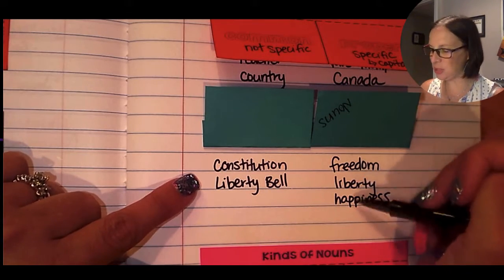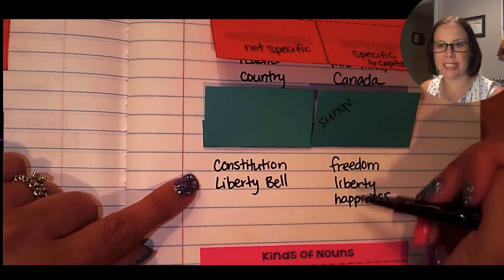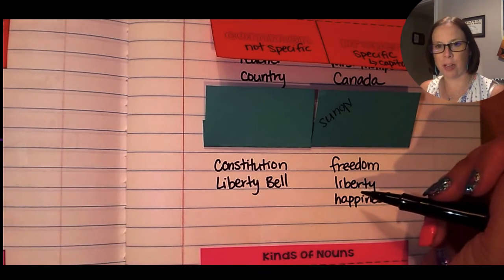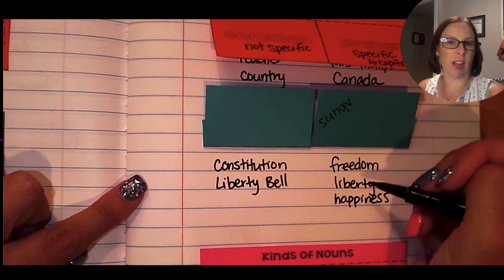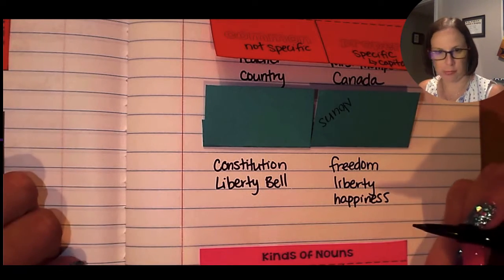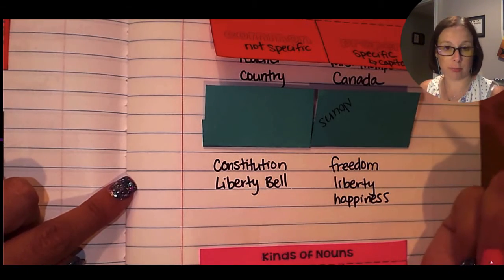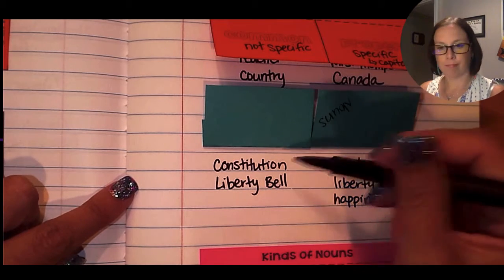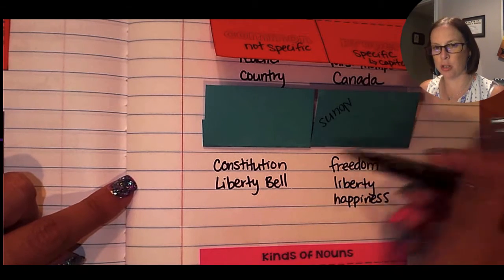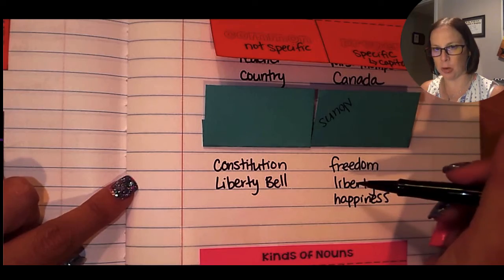Okay, so that's where these get tricky, these abstract ideas. They're not something that you can lay your fingers on. You can have love. Love is a thing. You can't touch love. Okay? You can touch a heart. Okay? But, so that's where these get a little tricky. So make sure that you're paying close attention if it's a thing or not.